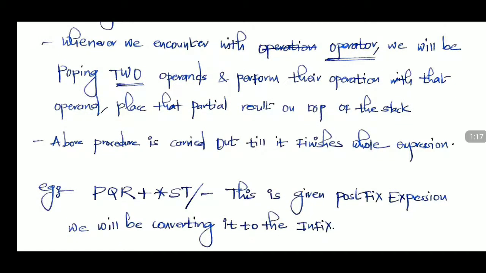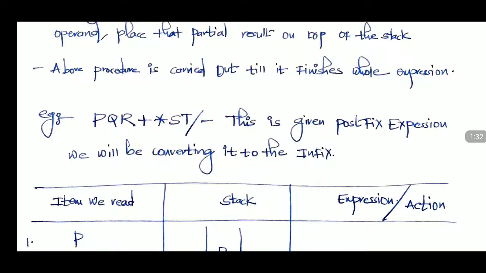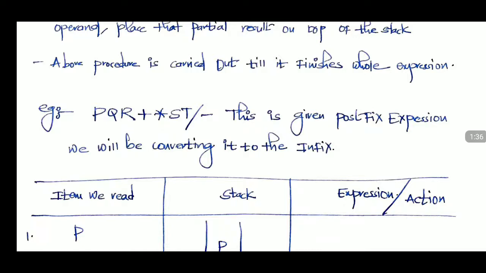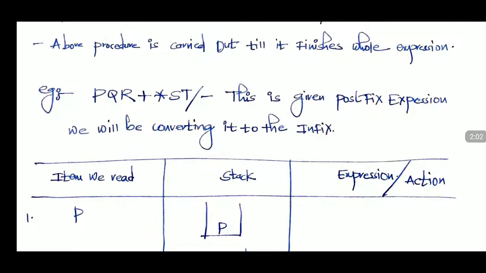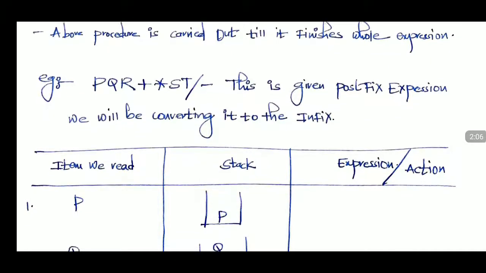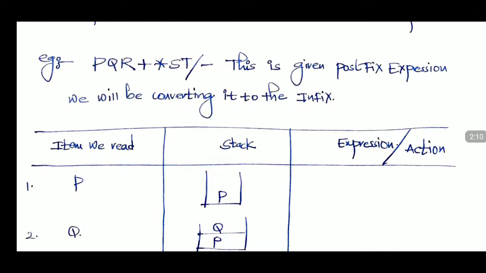The second rule is that we carry out the above procedure till everything from the given postfix expression finishes. To understand the postfix to infix conversion mechanism, let's take an example: P Q R plus star S T divided by minus. This is the given postfix expression and we will be converting it to the infix expression. The conversion process is illustrated with this example in the following table.